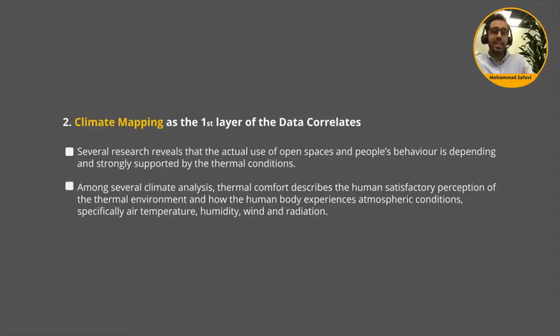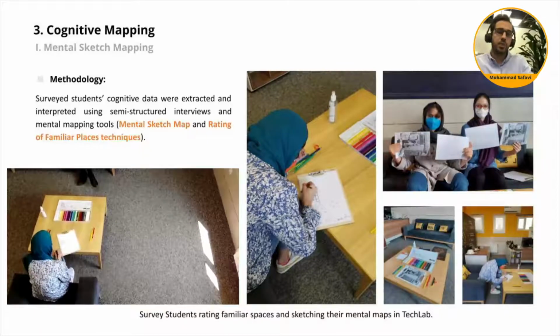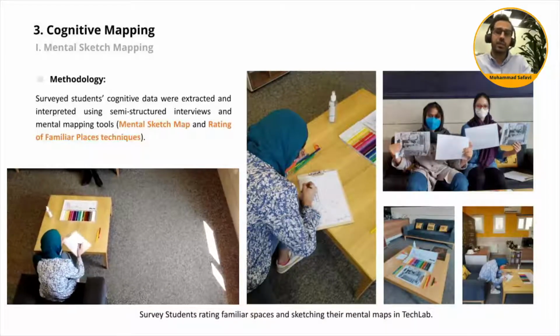So our second additional layer of data correlates was cognitive maps. Cognitive maps are cartographic representations of how people perceive and evaluate their surroundings. It was really valuable for us because we were able to capture how students are really representing the schoolyard internally for themselves. There are various analyses and methods in cognitive maps, but we were mostly focused on the mental sketch map and rating familiar spaces techniques.